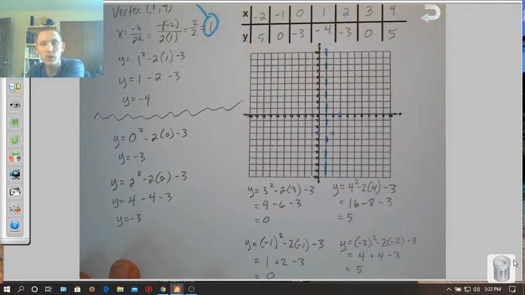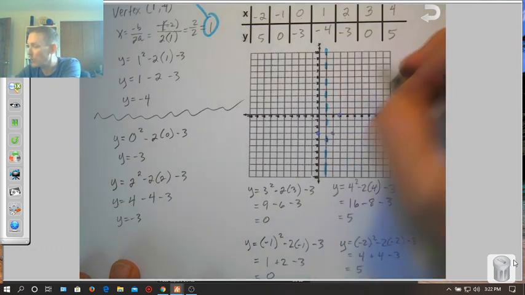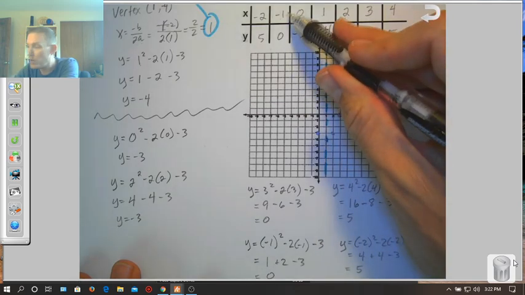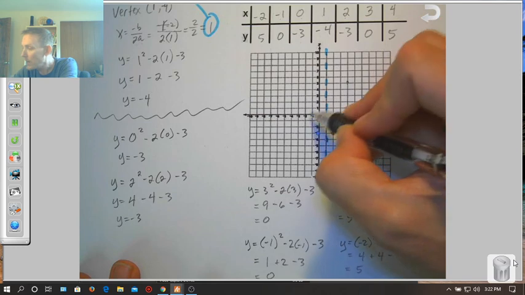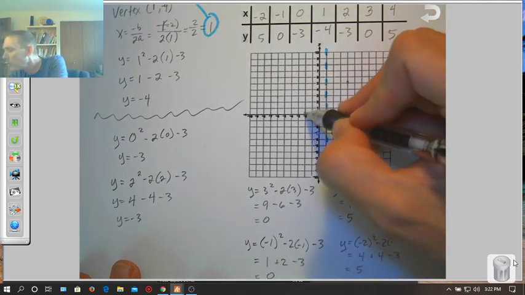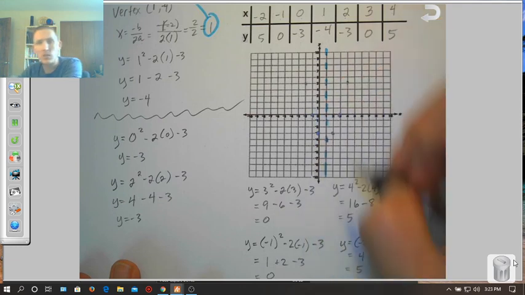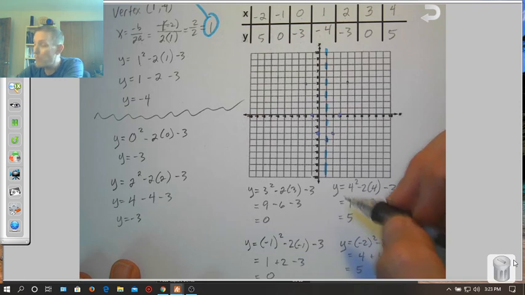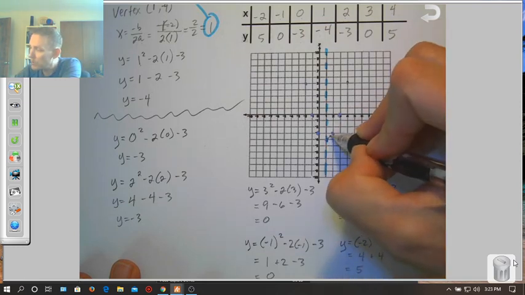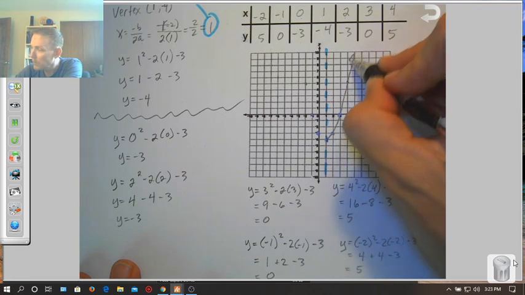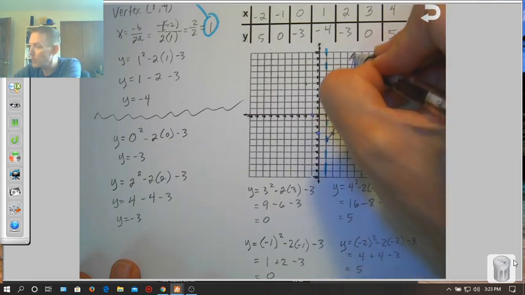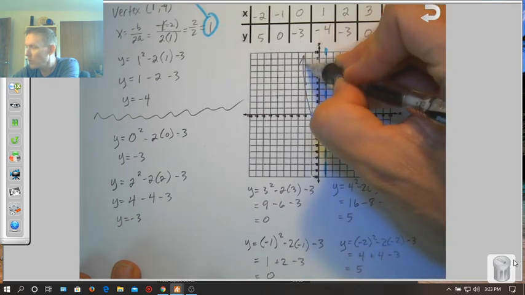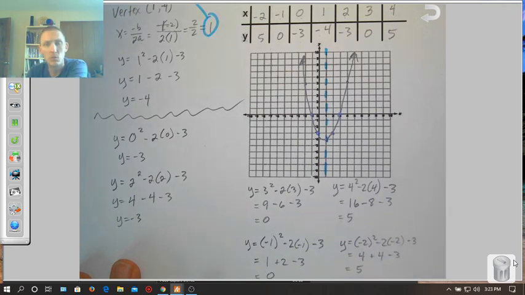And sure enough, my table gave me the rest of my symmetry. So we're going to go at 4 comma 5, and then it's negative 1 comma 0, and negative 2 comma 5. And you'll see the symmetry. Now, when I draw this parabola, the U shape, I'm going to do the best I can to get through the points. And I'm going to put an arrow at the end because that parabola keeps going, and then I'm going to curve it at the bottom, and then we're going to go up here to show that it continues.